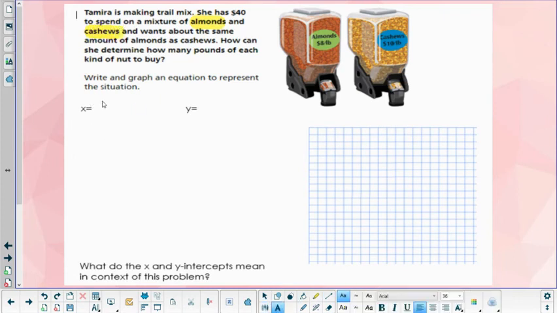Okay, so let's go ahead and label them. It doesn't matter which one you make which. I usually go in the order of the problem. So since almonds was talked about first, we'll make that our X value. And our Y value would be the cashews.